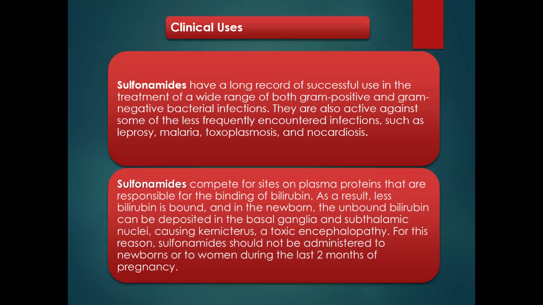As such, there will be a lot of unbound bilirubin, which the body can now deposit in the basal ganglia and subthalamic nuclei, which causes kernicterus. Kernicterus is a very toxic brain pathology, also known as encephalopathy. So clinically, sulfonamide drugs should not be given to newborns or to women during the last 2 months of pregnancy. You don't give it. This is the sole reason.